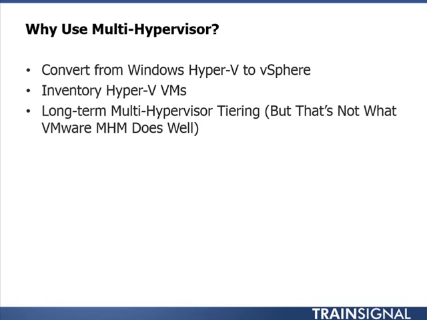If you're looking for a long-term multi-hypervisor tiering solution, where let's say you have vSphere as your tier 1 and Hyper-V as your tier 2 solution, and you want to be able to easily move virtual machines from one tier to the other, I can tell you that VMware's Multi-Hypervisor Manager is not going to be that solution. It doesn't do that well.